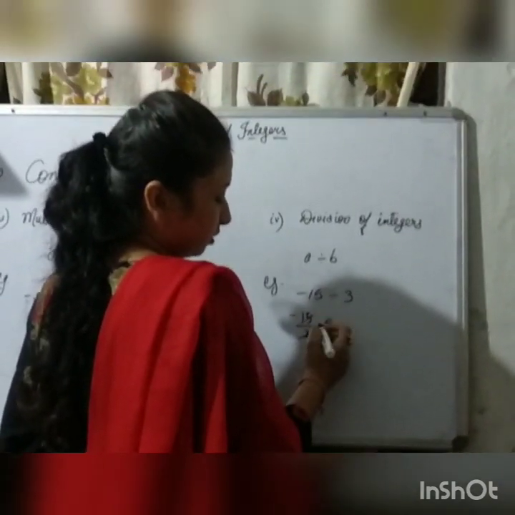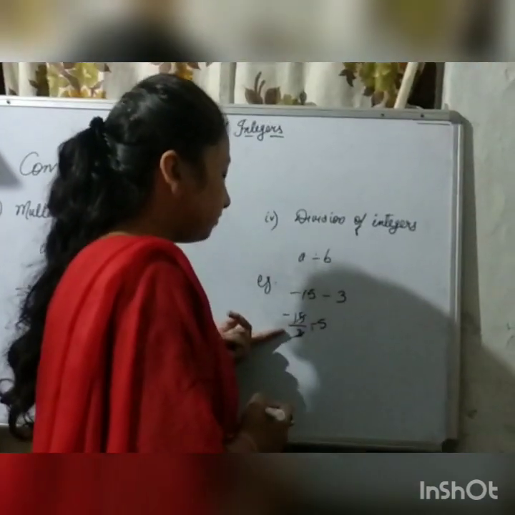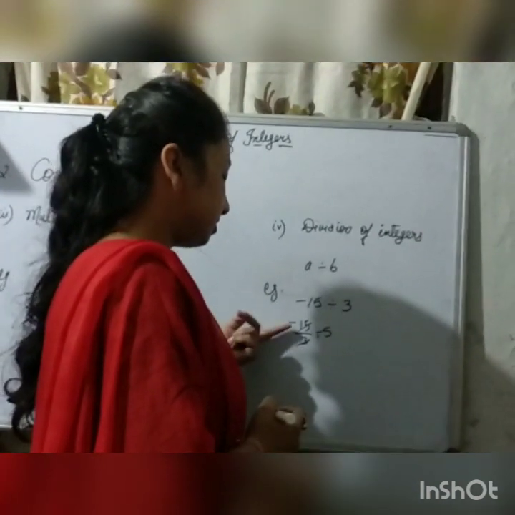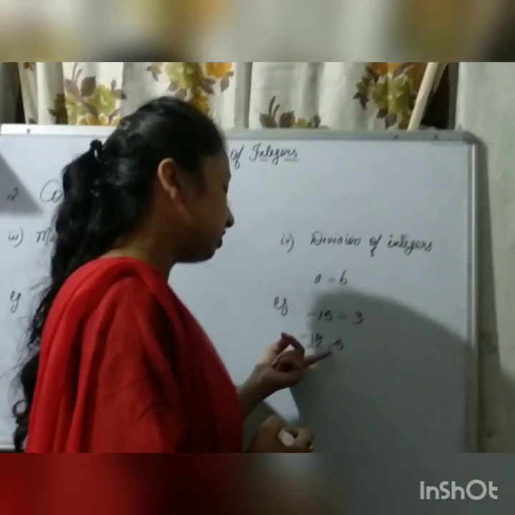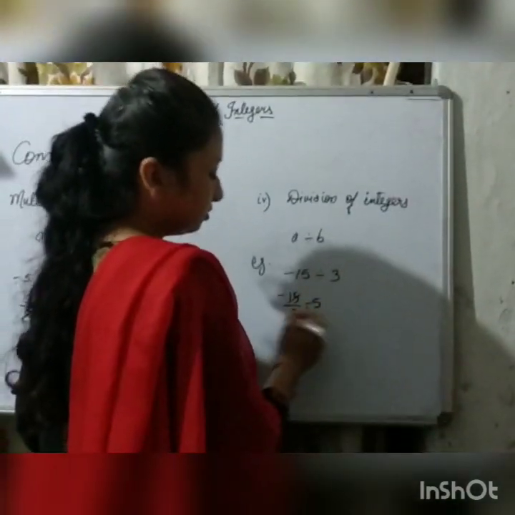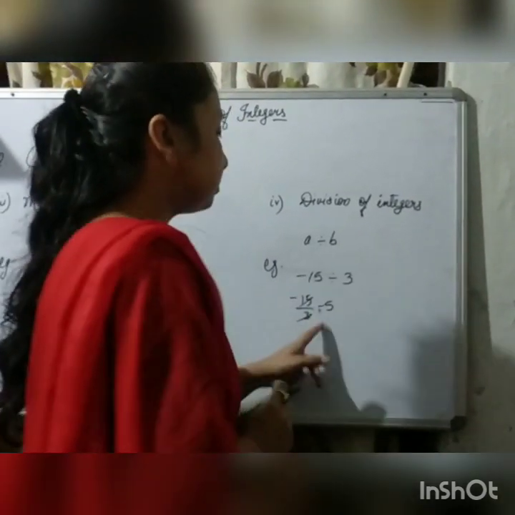Minus 5. Because here the dividend is negative and the divisor is positive, so minus divided by positive. What sign will the quotient get? Negative sign. So 5 will get a negative sign. So here the answer is minus 5.